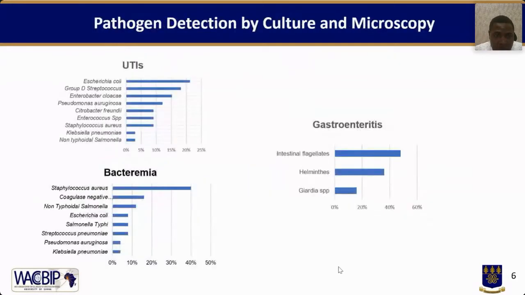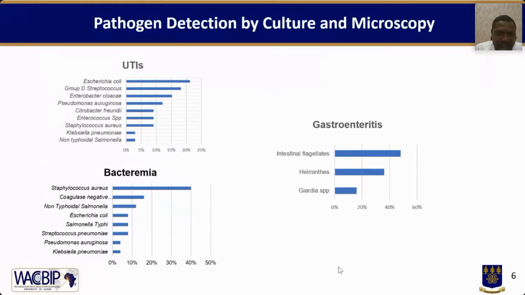Next slide, please. If you look at the different pathogens found in the urinary tract infections, bacteremia and gastroenteritis, it's a whole broad range of pathogens. We have E. coli, Strep, and coagulase-negative staphylococcus, and for gastroenteritis, we have Giardia and others. So it's quite a broad range of pathogens. We can say that some fevers probably come with infections from different pathogens, so it's a polymicrobial infection that we are seeing here.